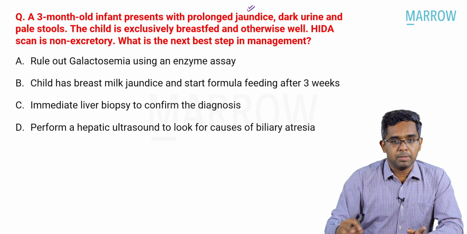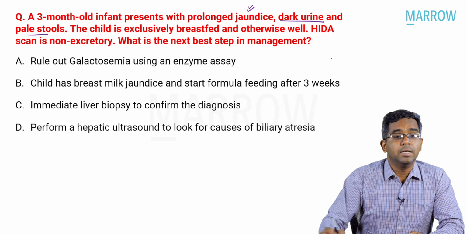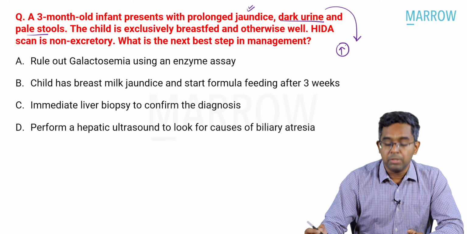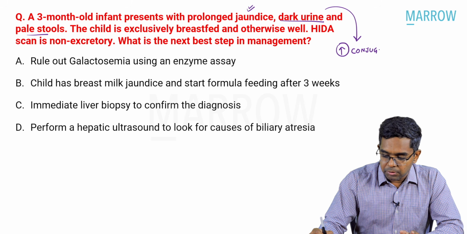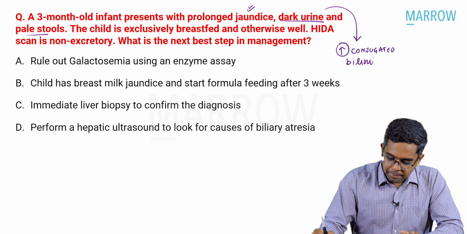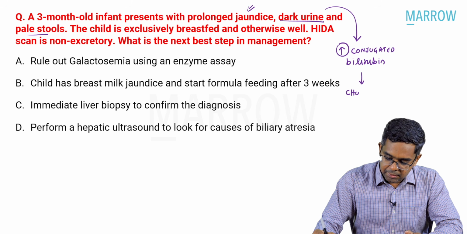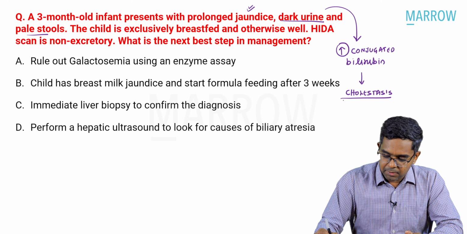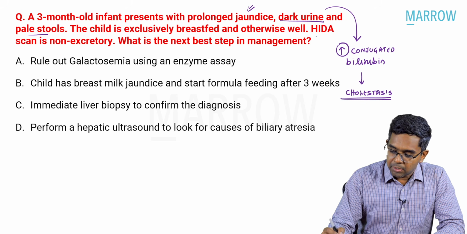Jaundice in a small baby, along with dark urine and pale stools. Dark urine and pale stools very clearly tell you what type of bilirubin is increased. It is increased conjugated bilirubin. Don't forget that. In other words, it suggests cholestasis. Now, as a part of evaluation of cholestasis, what test is being done?